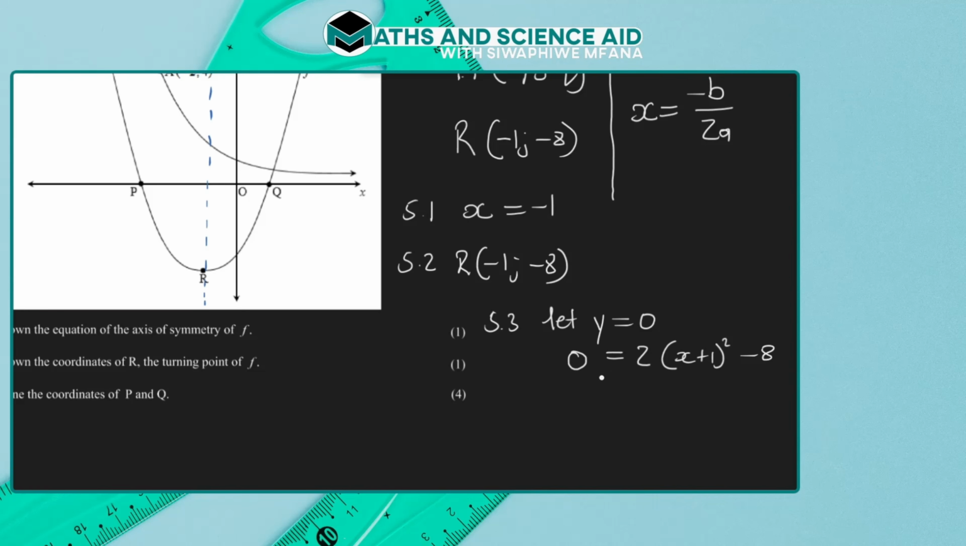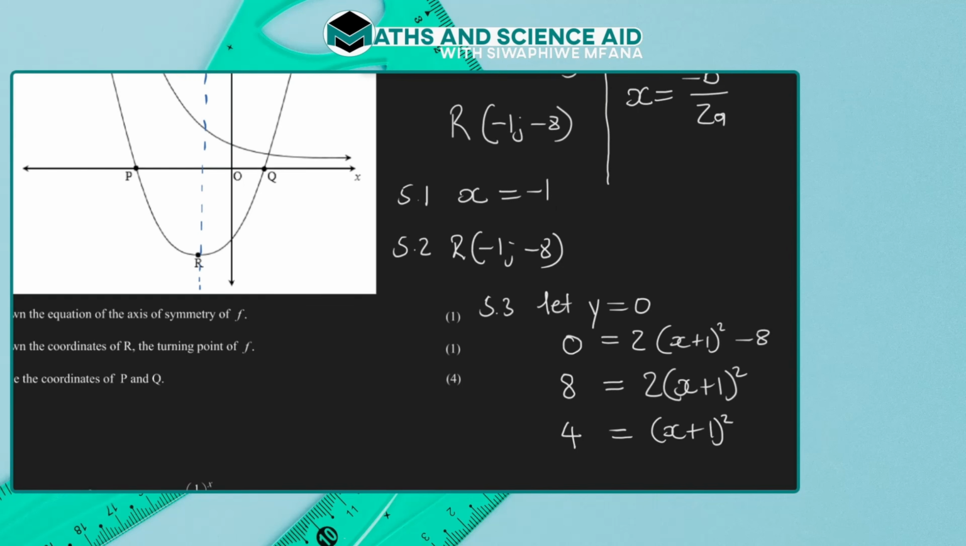Since the equation of this parabola is in this format, we can just simply transpose the 8 to the left hand side. So it will be +8. And now we'll have 8 equal to 2 into (x plus 1) squared. After this, what we can do is divide by the 2 on both sides of the equation. So we are going to have 4 is equal to (x plus 1) squared.